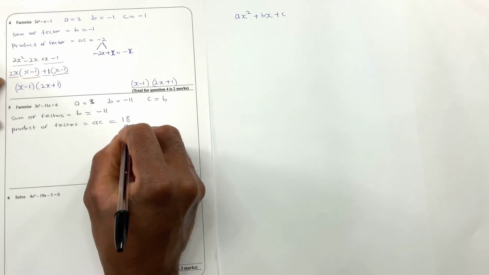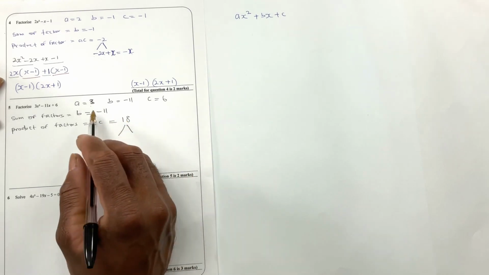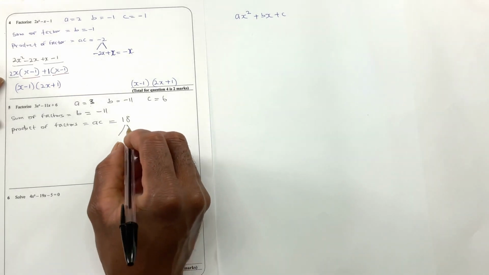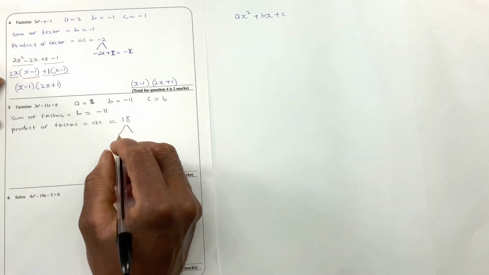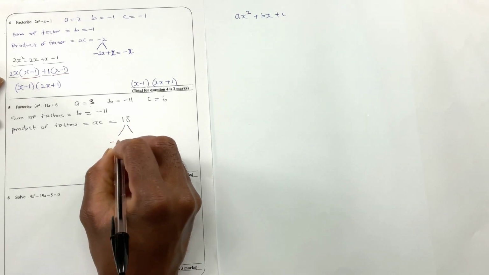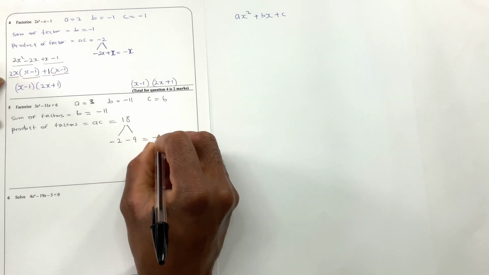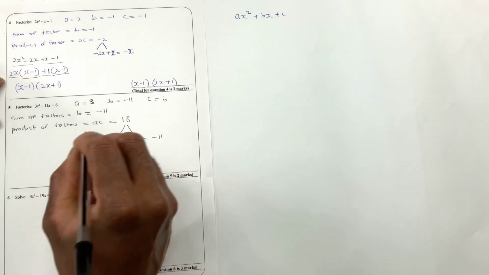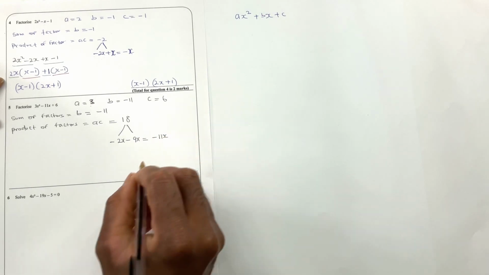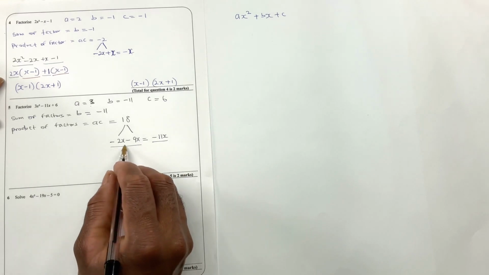So I need two factors. When I multiply them together, I get 18. When I add them together, I get minus 11. So the factors that will give me minus 11 when I add them together, and 18 when I multiply them together, are minus 2 and minus 9. All I need to do is now put x here, put x there. Now I need to replace minus 11x with minus 2x minus 9x.